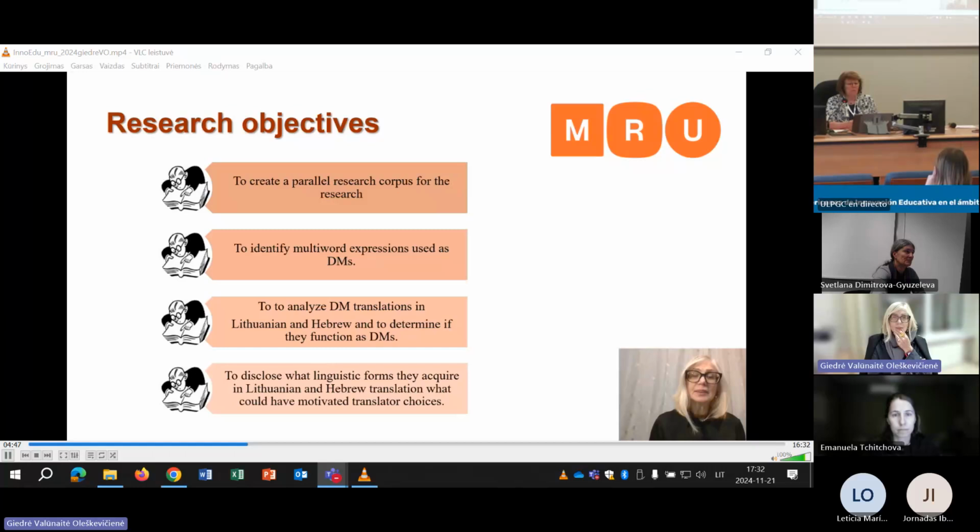Research objectives were first to create a parallel research corpus for the research, to identify multi-word expressions used as discourse markers, to analyze discourse marker translations in Lithuanian and Hebrew, and to determine if they function as discourse markers, and to disclose what linguistic forms they acquire in Lithuanian and Hebrew translation, and what could have motivated translator choices.